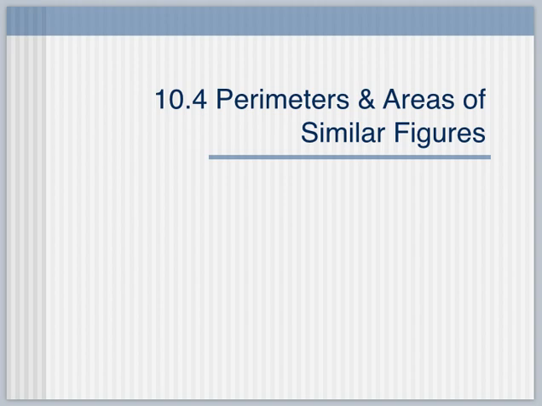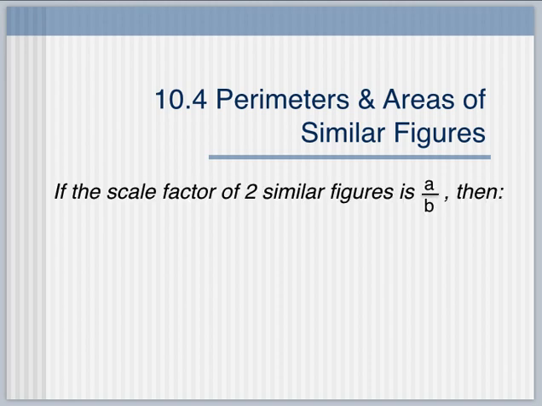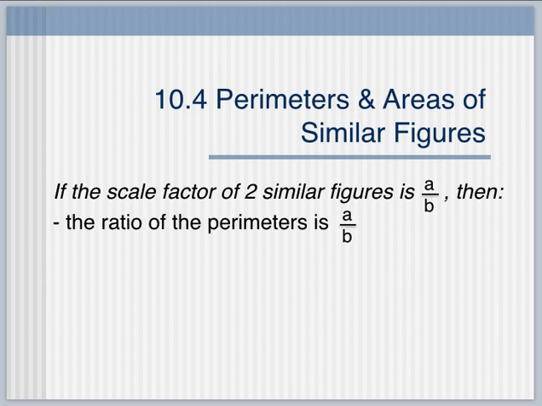Today we're going to talk about the perimeter and areas of similar figures. The most important thing you need to know is that if the scale factor of two similar shapes is A to B, then you know two things. First, you know that the ratio of the perimeters will simplify to be the exact same as the scale factor. Secondly, you know that the ratio of the areas of your similar figures is going to be the same as the scale factor fraction except squared.